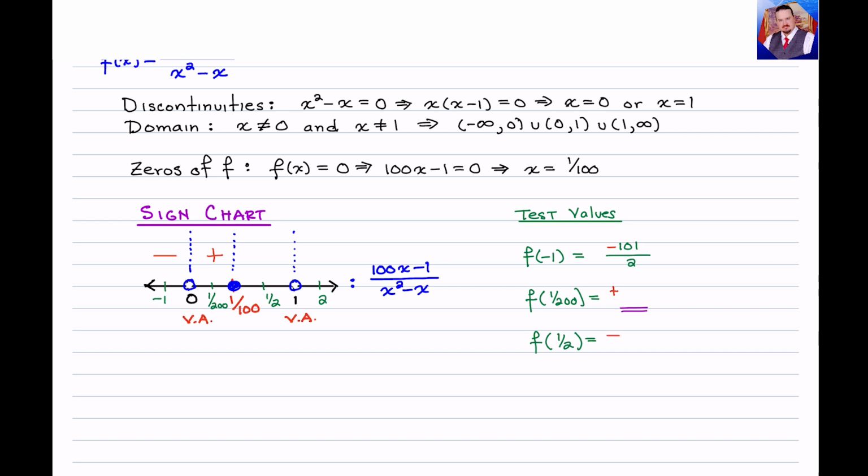And you should know what it is. That's 49 over -1/4. That's -196. So we're going to put a large negative here. And for our last value, f of 2, that's a positive value. So I'm going to leave this for the viewer. Pause the video, work that out. You'll get a positive number. It'll be 199 over 2 you should get. And that's certainly positive. Okay.